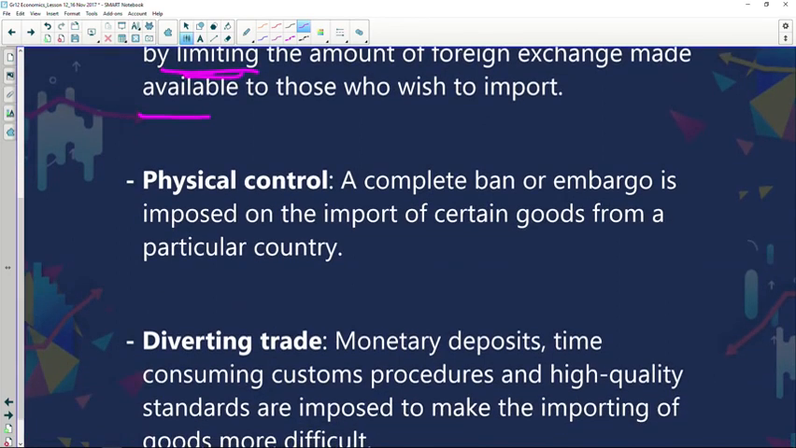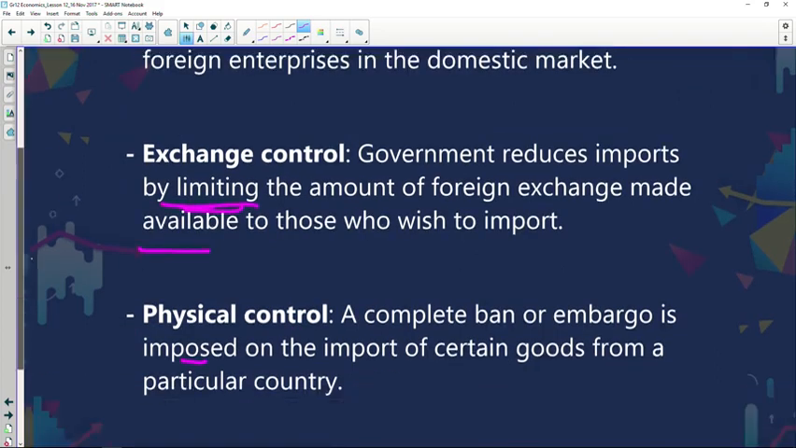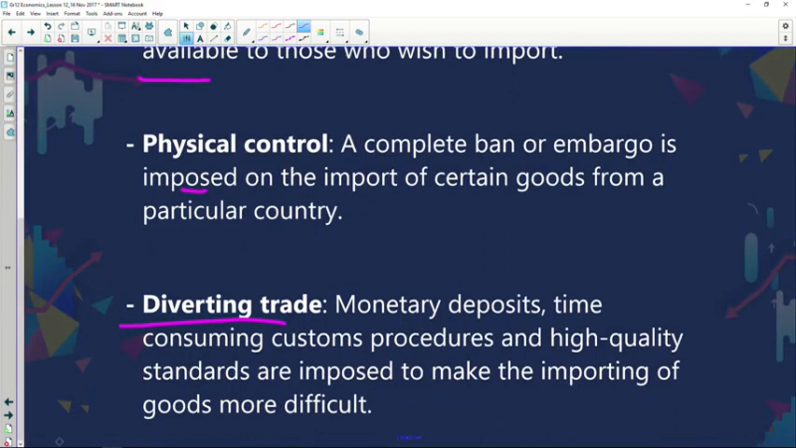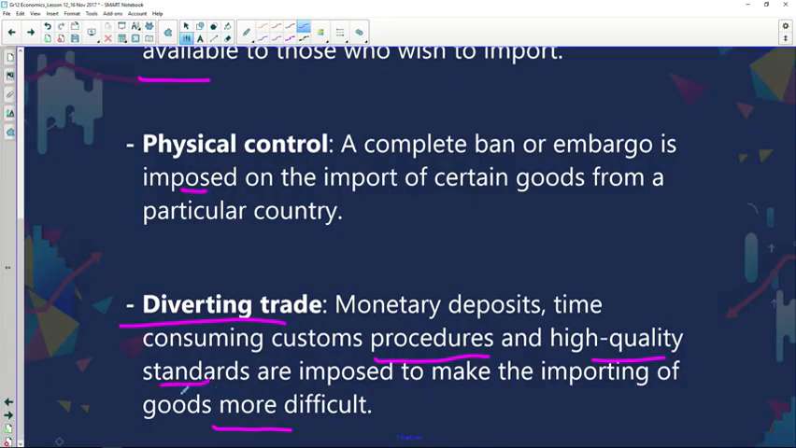A complete ban or embargo is imposed on import of certain goods from a particular country. And then there is diverting trade, monetary deposits, time-consuming customs procedures and high-quality standards, which are imposed in order to make the importing of goods more difficult. So government will use procedures and the high quality standards in order to discourage the importing of goods, or to make it even more difficult for people to import goods.